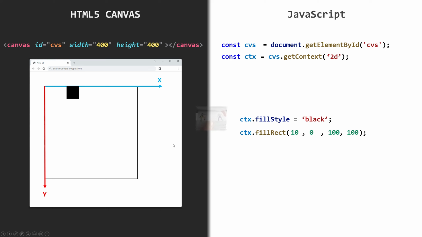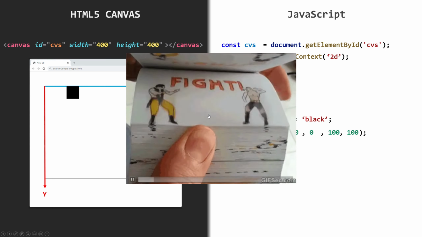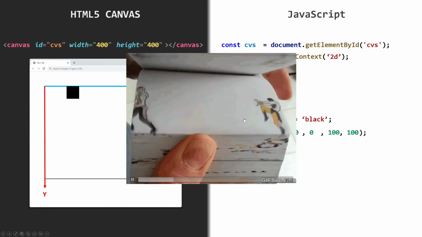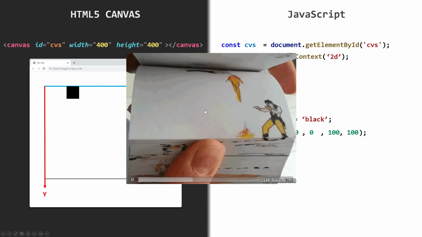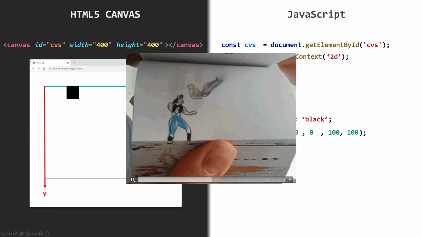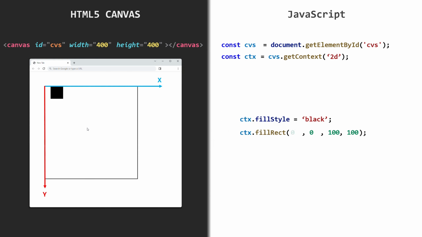This is shown in a flipbook animation here. It's just like a book, just pages. You know that every frame is just a single picture. But when you flip the book faster, you get this animation here. So that's exactly what's going to happen with our canvas.